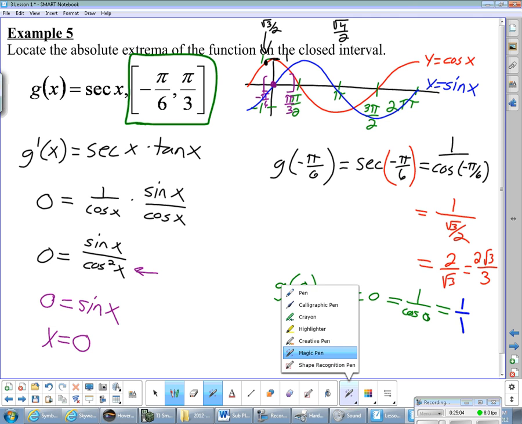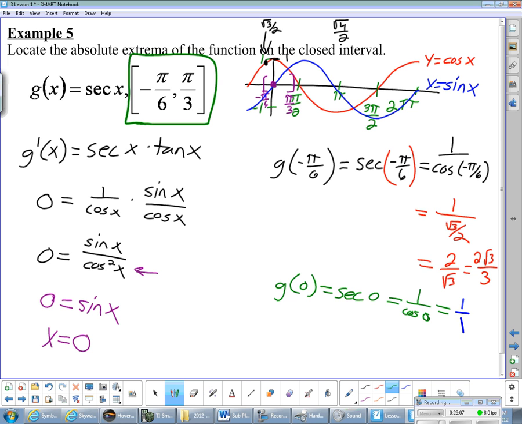So I got the wrong marker. I'll come back with it. 1 over 1, which is 1. So the secant of 0 is 1.